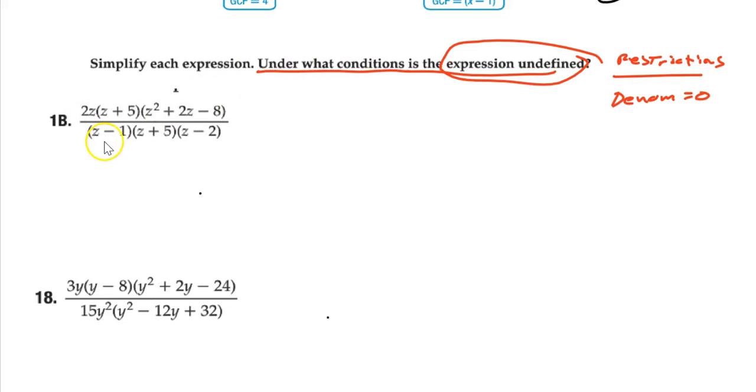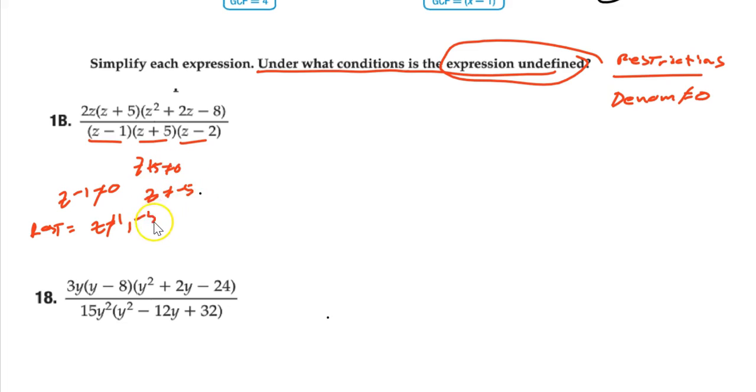So in this case, just set each one of these equal to 0. So my restrictions are going to be, let's say, not equal to 0. Your numbers can't be 0. So set this one equal to 0, and you're going to get z cannot equal 1. Restriction: z plus 5 cannot equal 0, so z cannot equal negative 5. And then z minus 2 cannot equal 0, so z cannot equal 2. So those are our restrictions.